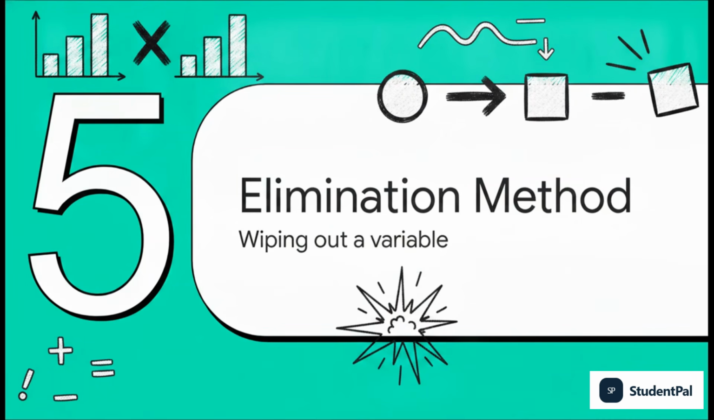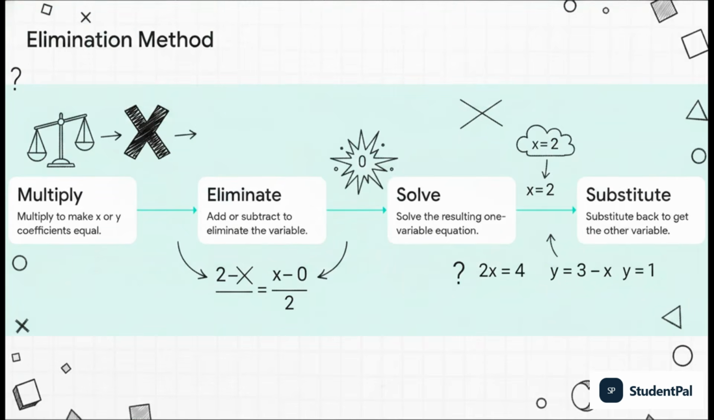Which brings us to Section 5, solving by elimination. Now, substitution is a great tool, but honestly, constantly isolating variables can leave you tangled up in annoying fractions. So let's look at a much faster trick, the elimination method. This is all about balancing the scales to completely wipe a variable out of the game.